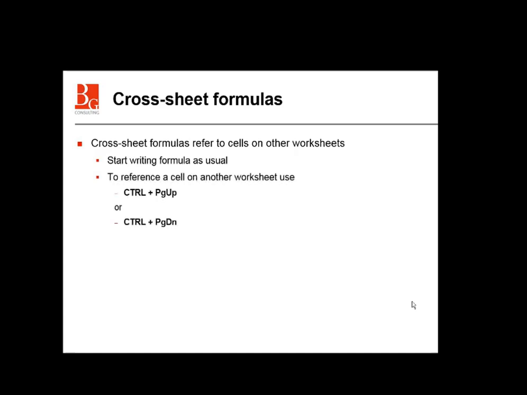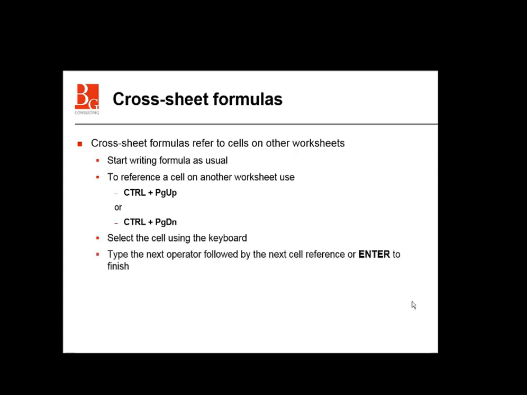Cross-sheet formulas in Excel can be a little bit trickier. This is where the formula involves cells on different worksheets. Start writing the formula as usual, and then to reference a cell on another worksheet, use Control Page Up or Control Page Down to move to the sheet and select the cell using the keyboard. Type the next operator followed by the next cell reference or Enter to finish.